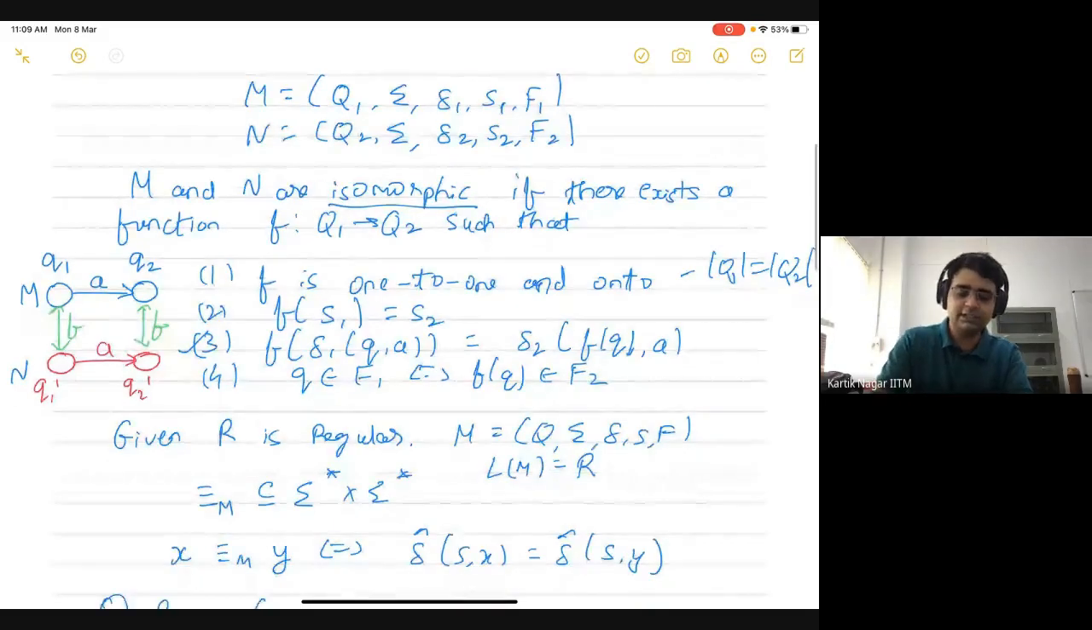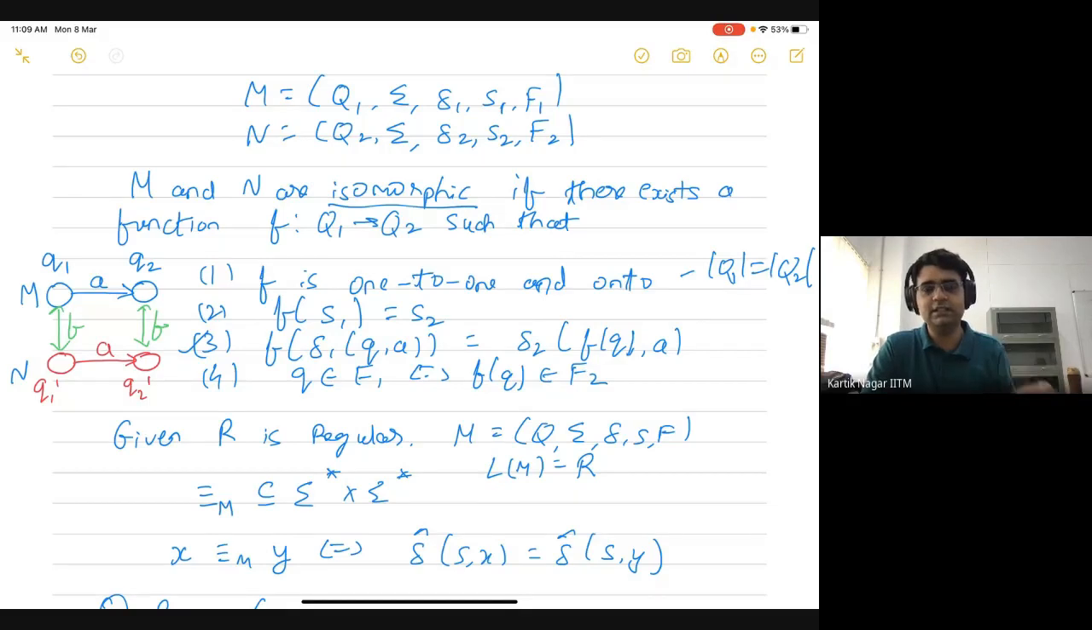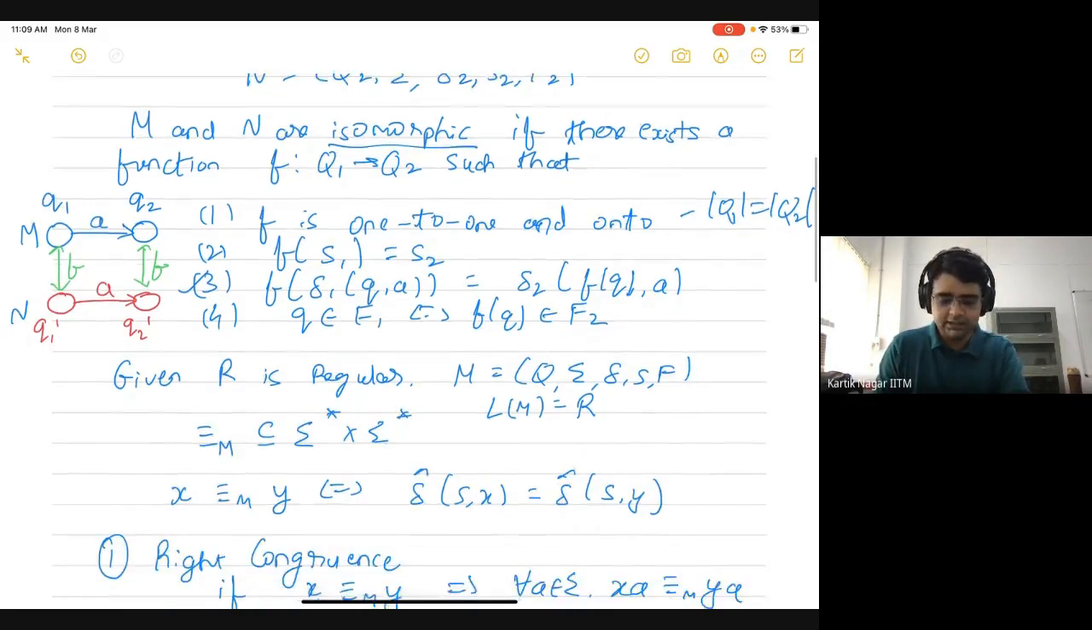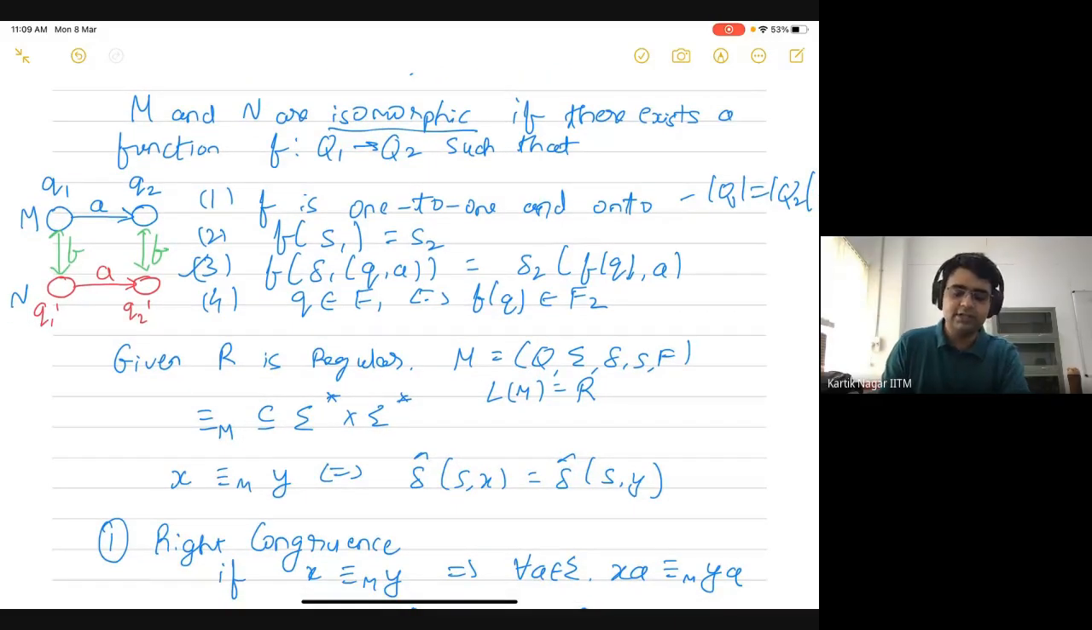And finally, we also say that the final states are related to each other by the function f. So we say that q belongs to F1 if and only if f of q belongs to F2. Essentially, if you were to consider the graphical representation of these two DFAs M and N, then they would be the same graphs, just the labeling of the vertices would be different. So that's the definition of isomorphic DFAs.